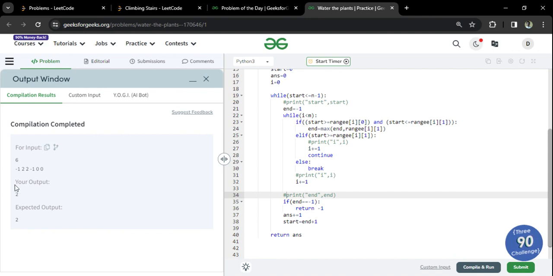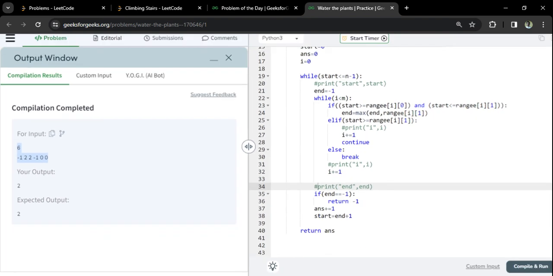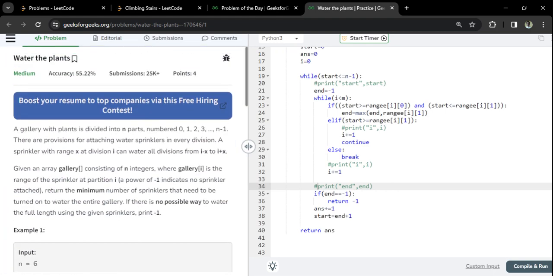As you can see, the answers are getting accepted. Remember, in the original test case which you will be given, I think you will be given 8 here and some array will be given. In that, you will not have zeros or minus ones. So that is definitely not a good test case to begin with. As simple as that. So I hope you understand what we are doing.